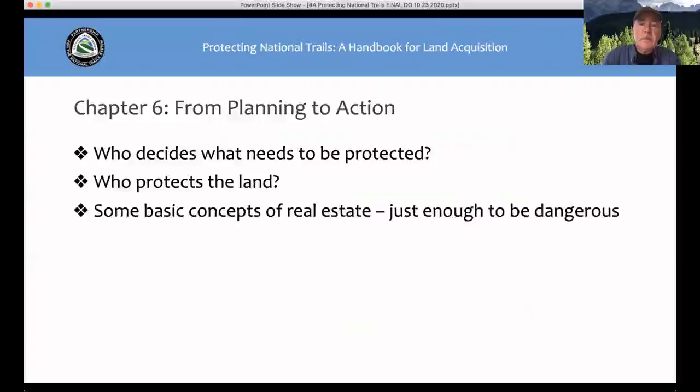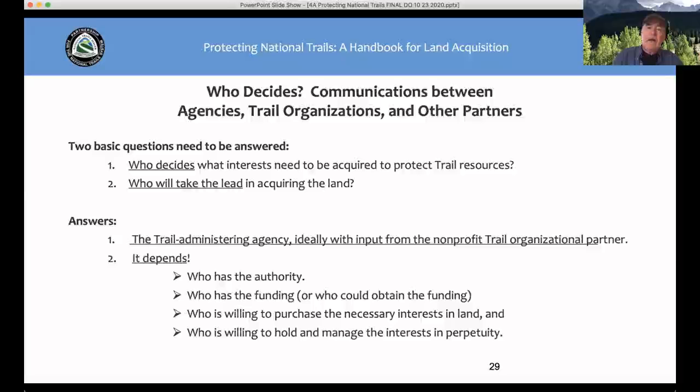Who decides what needs to be protected? Who protects the land? Well, really the decision on what needs to be acquired to protect trail resources comes down to the trail-administering agency, ideally with input from a nonprofit organizational partner and other partners such as state or local agencies. Deciding who gets to take the lead is a challenge. It really does depend. It depends on who has the authority, who has the funding, who is willing to purchase the necessary interests in the land, and then finally, who is willing to hold and manage those interests in perpetuity.